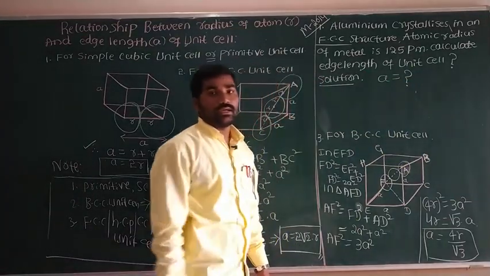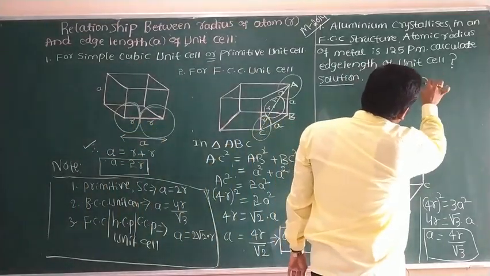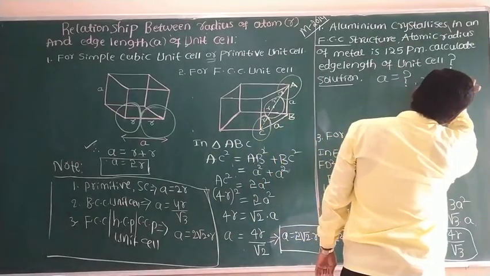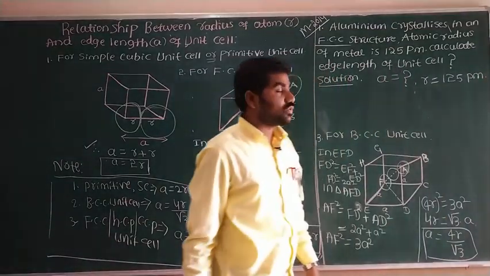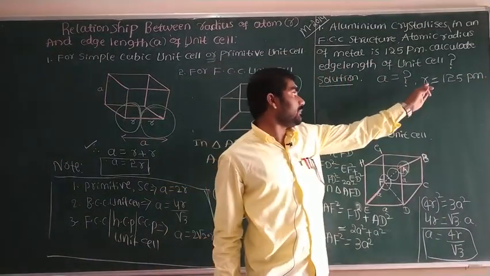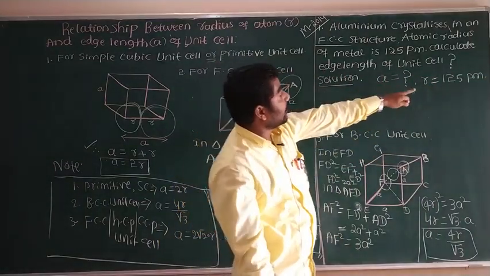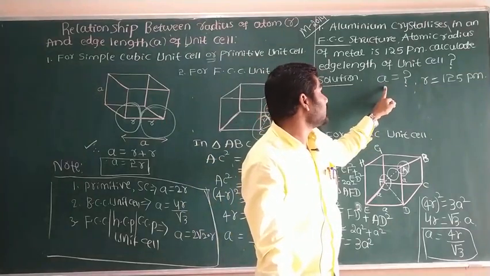Edge length is represented as A. What is given? The radius of the metal is given. How much is given? 125 picometer. It means that the value of R is given as 125 picometer. They asked to find out the edge length of the unit cell.